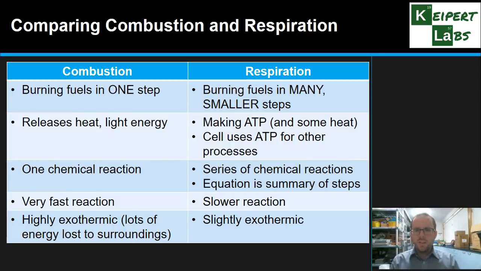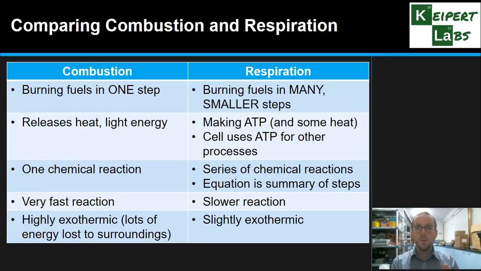In combustion, we're burning these compounds, these fuels, in one chemical step. However, cellular respiration is actually many smaller steps happening in a chain, in a sequence, little by little. Combustion releases heat and light energy to the surroundings, whereas in cellular respiration part of the main goal is producing ATP. Now, some heat is also lost. That's why when you're using your muscles, your temperature goes up, for example, and so you need to cool down. Some of that energy is lost that way. It's not completely efficient. But the idea is that this ATP is used for other processes inside the cell.